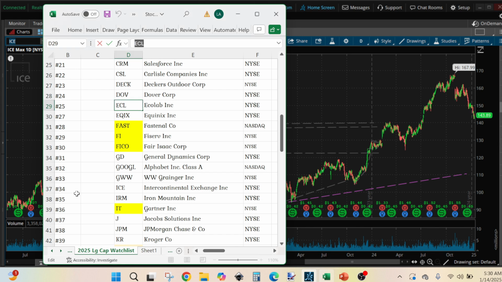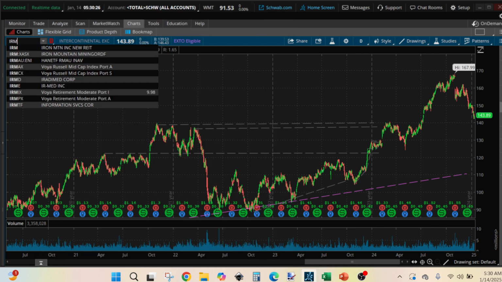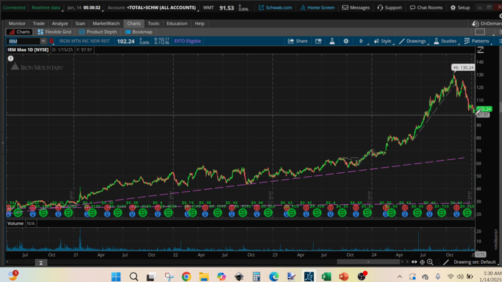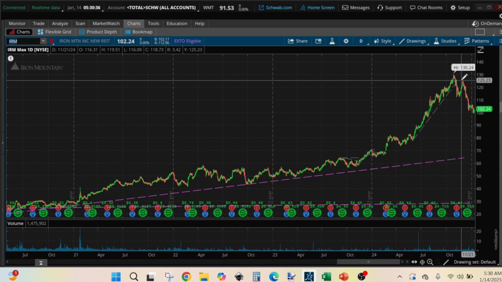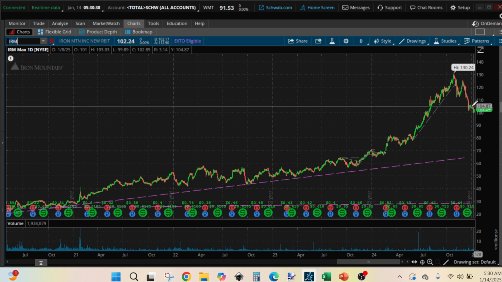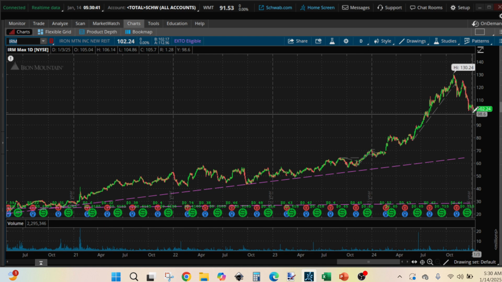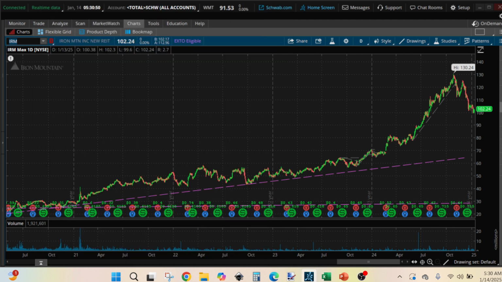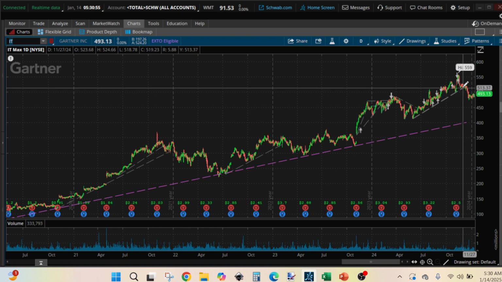IRM. So IRM, this line ended and it seems to be going down in the sense that it's making lower highs, and I will say it's making lower lows. But the trend line you like to buy is still lower than where the price is right now. IT, we have IT in our portfolio. We bought it somewhere up right there, and right now that trend line ended and it seems to be going down.